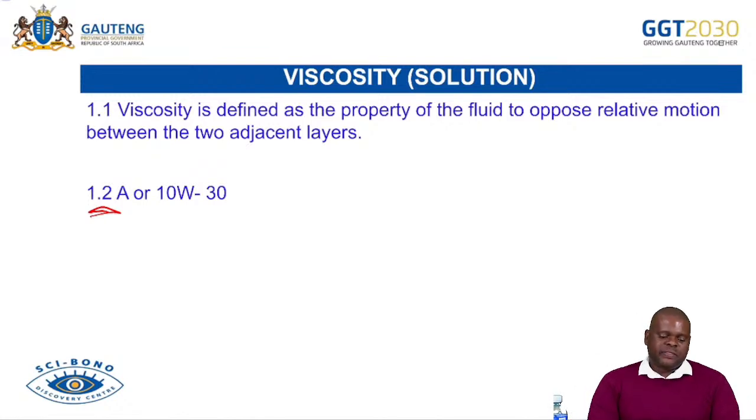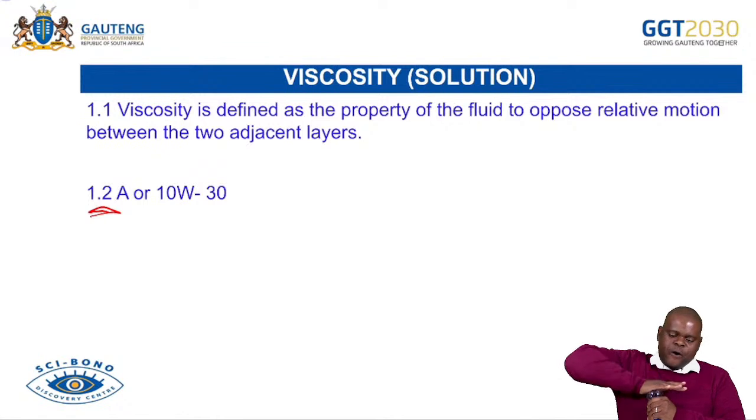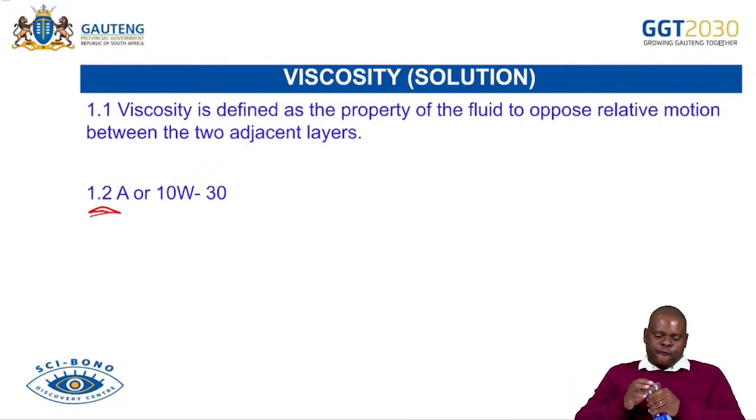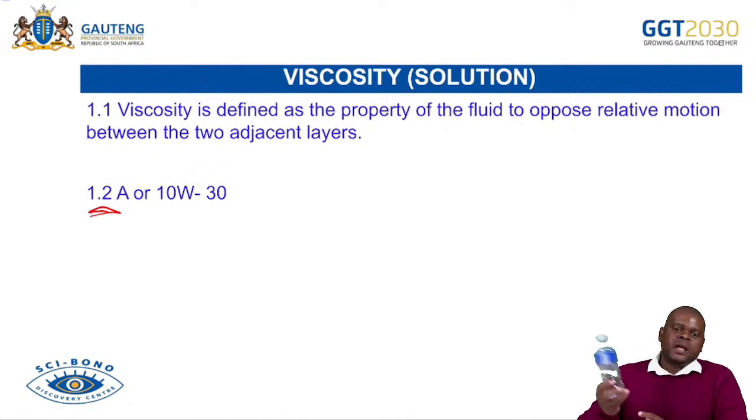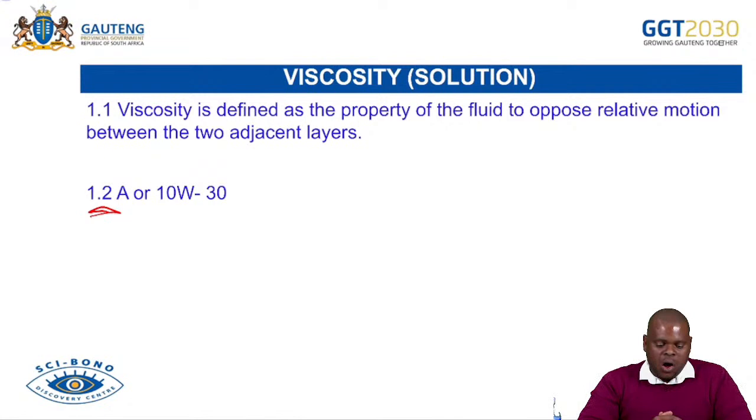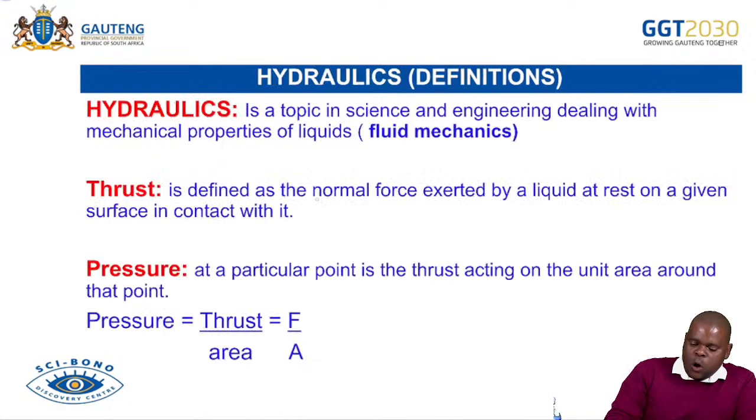And then another thing that we can look at under hydraulics is thrust. What is thrust? Thrust is defined as the normal force exerted by a liquid at rest on a given surface in contact with it. If I have a surface like this and I exert a force on it, a normal force, then the surface will exert a normal force. That is what we call a thrust. It's a normal force.